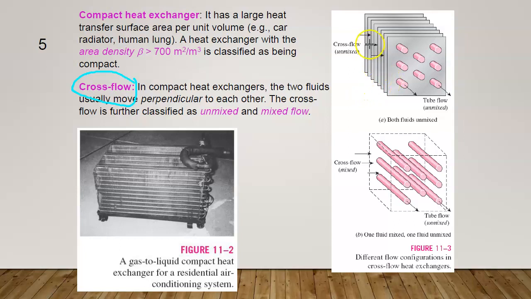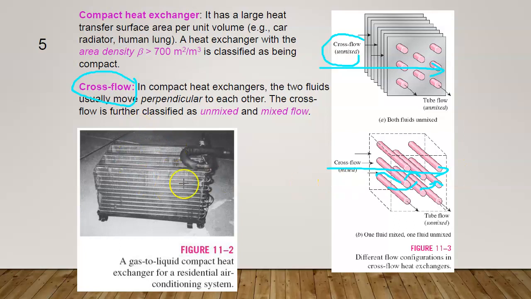So this one is unmixed because it has a fin. When the air is going in that direction, the air will not mix with each other. And the other one is if the air is going here, the air could go up and down and up and down, so the air is mixed with one another.